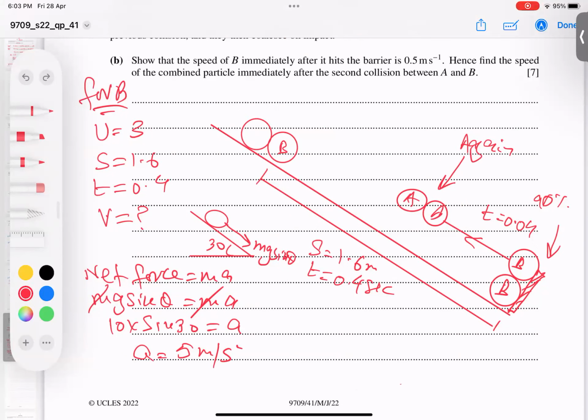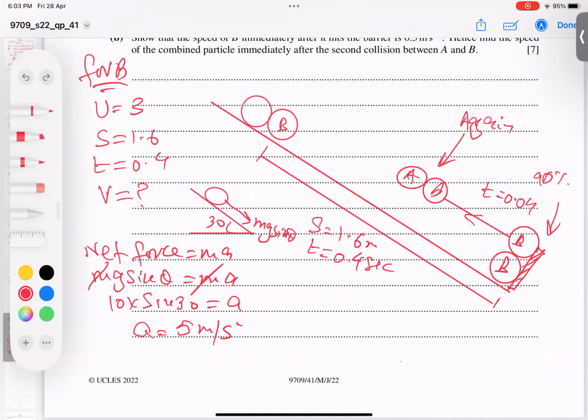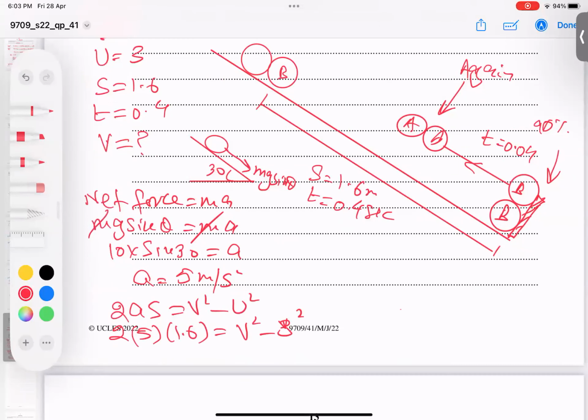So I have the data available. I'm looking for the speed just before hitting the barrier. Using v squared minus u squared equals 2as: a is 5, s is 1.6, and u is 3. So 10 into 1.6 is 16, plus 3 squared, which is 9, gives 25. So v becomes 5.